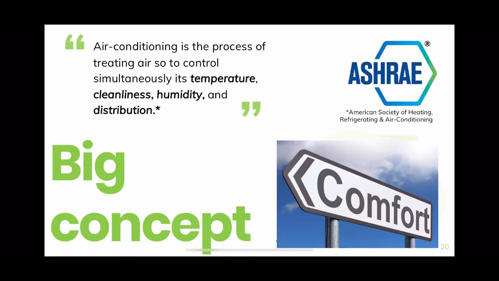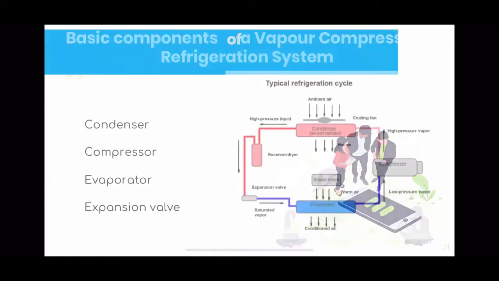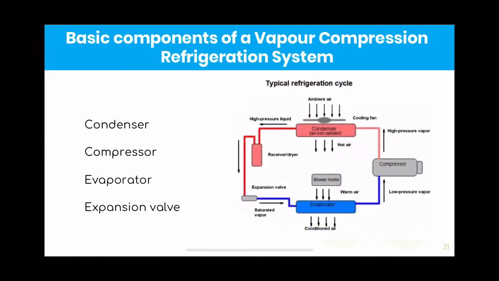To distribute this, you have learned this in thermodynamics class, which is the basic components of a vapor compression refrigeration system. So you can see on my slide there, you have a typical refrigeration cycle or typical HVAC cycle. You have your ambient air coming through the condenser. As it cools down the condenser, the refrigerant goes into the expansion valve and then goes to the evaporator. In the evaporator, you bring in hot air from the room and send it outside. So you have learned this: condenser, compressor, evaporator.